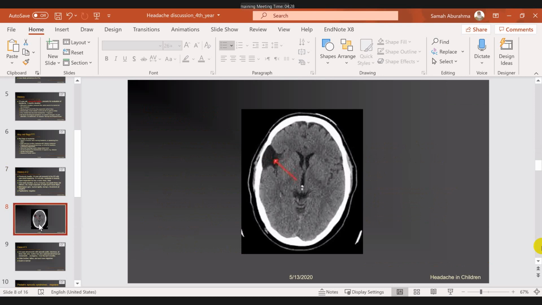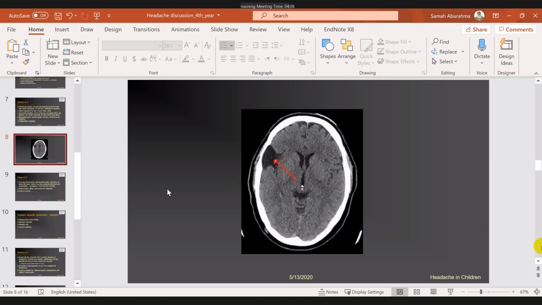Eventually the parents were reassured. We had to get an MRI. We reassured them that this is an arachnoid cyst. It's congenital, it's incidental, it's asymptomatic. No further treatment is warranted. All right?